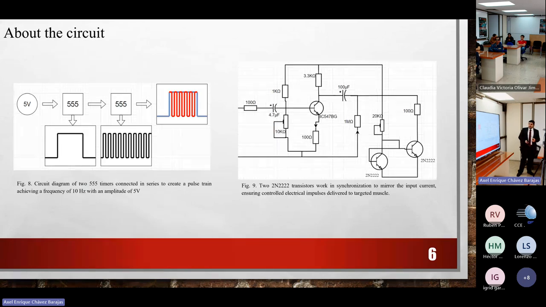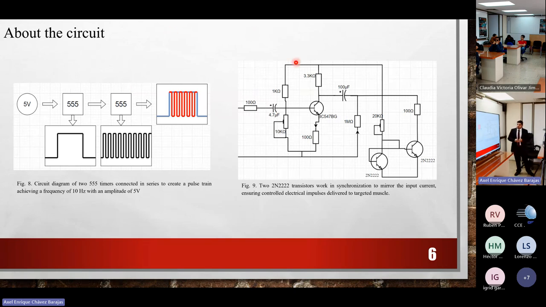About the circuit, I think it's the main point of this project, because in this case we put a 5-volt supply and connect it to 2 555 timers inside. The first timer makes the main train of pulses, and the second contains the second train of pulses. This part is going to be the part of the current pulses to make the electrostimulation.